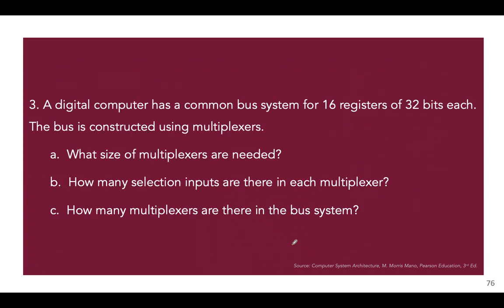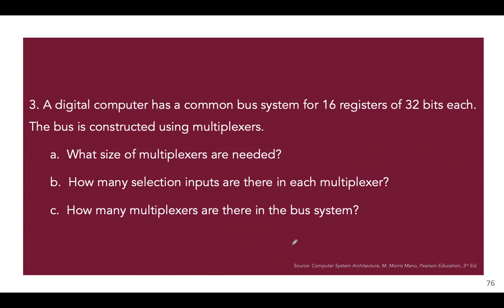Alright. So a digital computer has a common bus system for 16 registers of 32 bits each. So number of registers is 16. Size of each register is 32 bits. The bus is constructed using multiplexers.